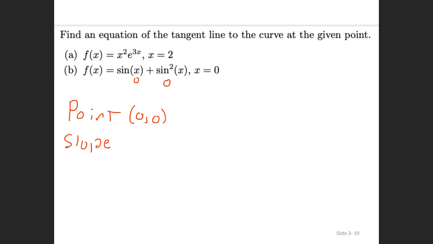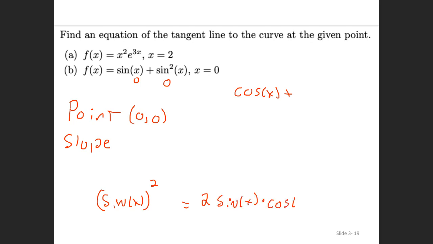So now the next thing I'm going to do is find the derivative so I can find the slope. So the derivative of sine of x is cosine of x plus, and then this I'm going to write this way. I always do. Okay, so I bring the 2 down. So the derivative of that is going to be 2 sine of x times cosine of x. Okay, and that would be my derivative.